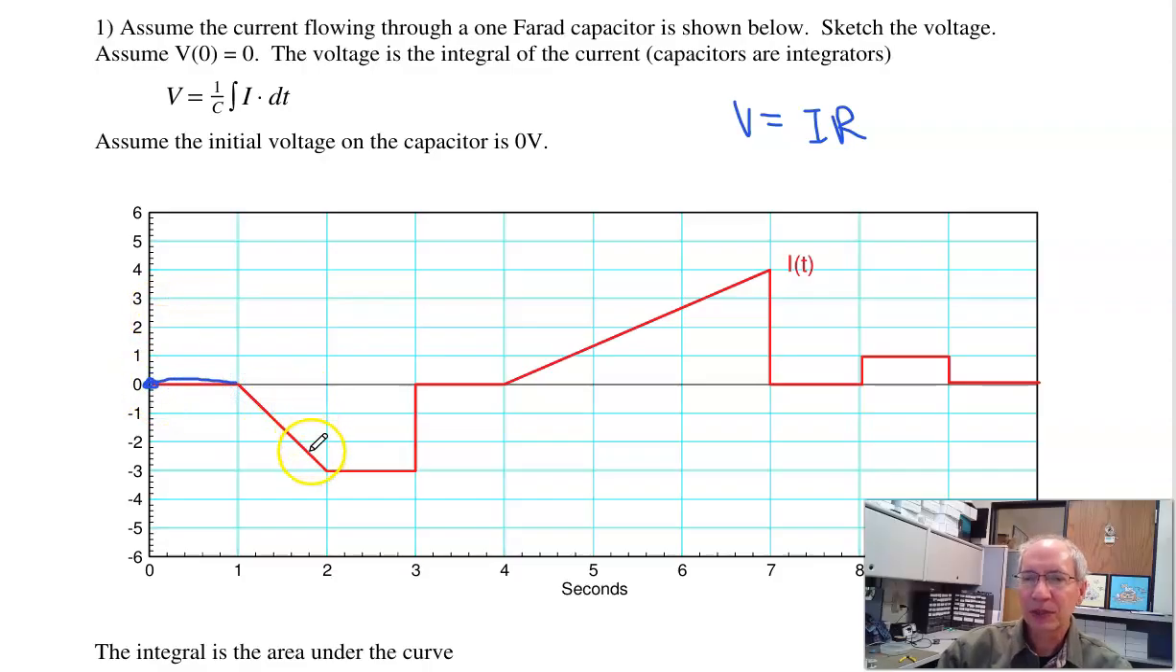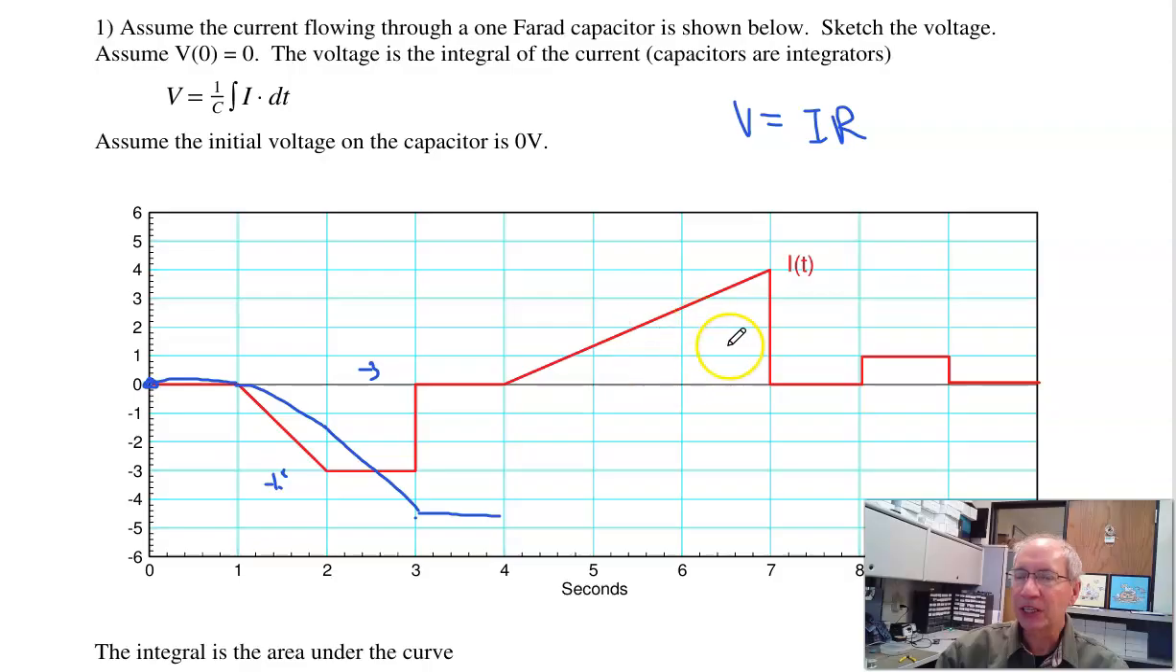I then subtract. I come down by this area, that's minus 1.5. So the voltage will come down to minus 1.5 volts. I now subtract 3, come down another 3 volts. 1, 2, 3. I then integrate 0. The integral of 0 is a constant. I was at minus 4.5 volts. I stay at minus 4.5.